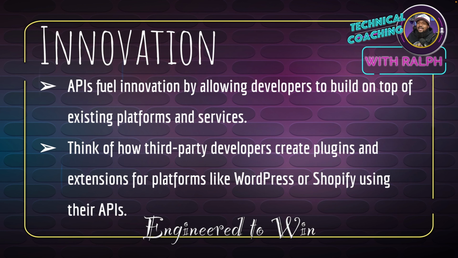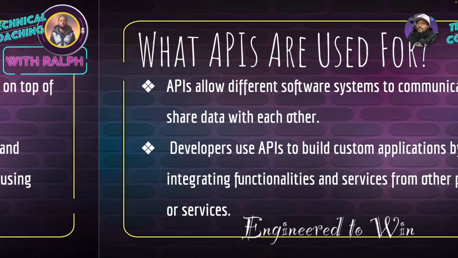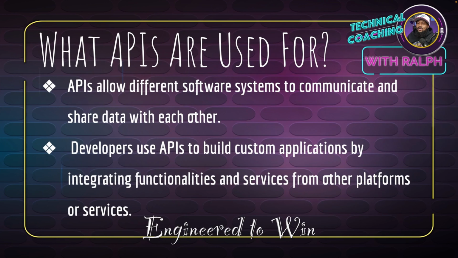I use APIs every single day. What are APIs used for? So, APIs allow different software systems to communicate and share data with each other. Developers use APIs to build custom applications by integrating functionalities and services from other platforms or services. That means you can use the Facebook API, the Google API, the X API, and then you can make them do different things, work together.